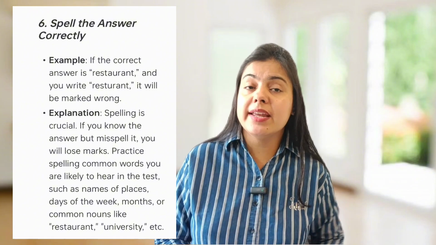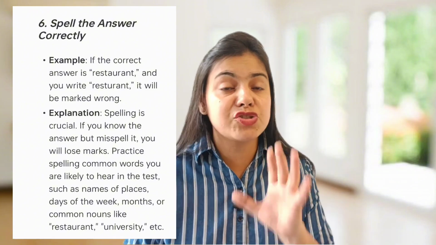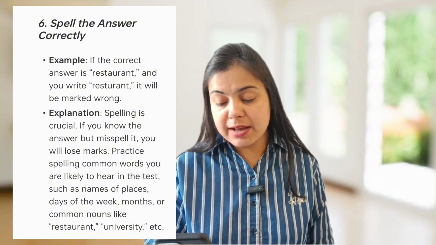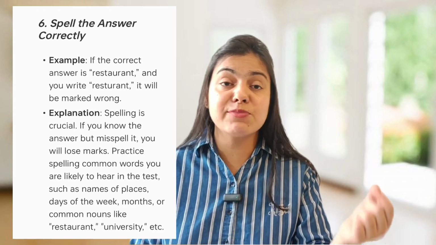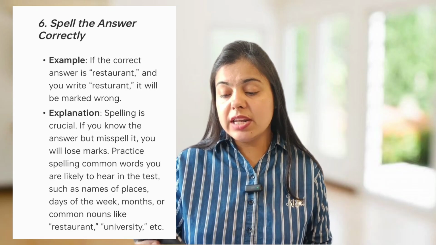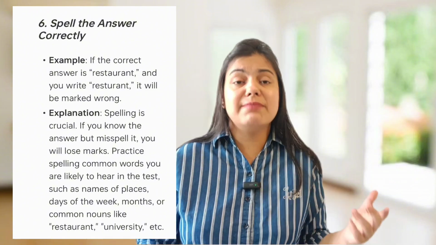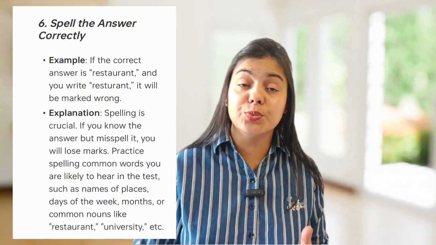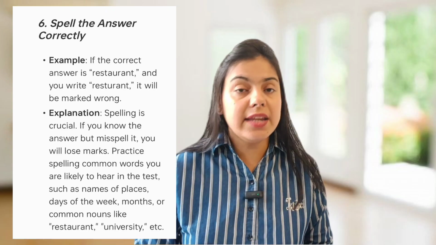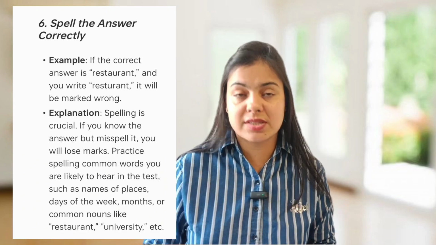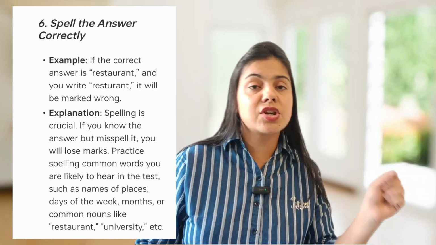Practice the common spelling errors, practice the common spellings used in the IELTS listening. For example, you can say the names of week, months, or even the common nouns like university, restaurant, imperative. So these are some common words which you should practice, and you can even practice by breaking down a single word. For example, rest or rent, museum, Wednesday. Try to break down the words in three parts and then spell it correctly.